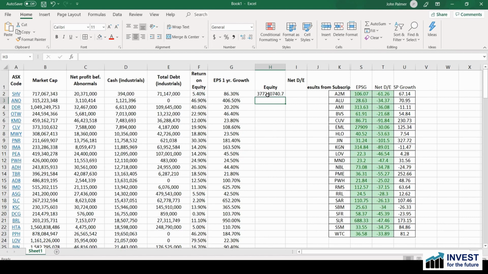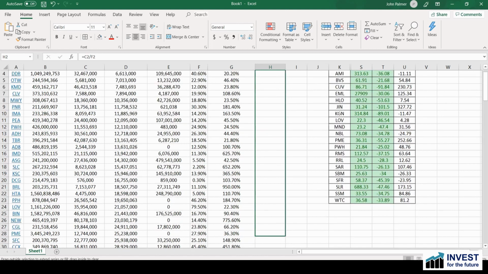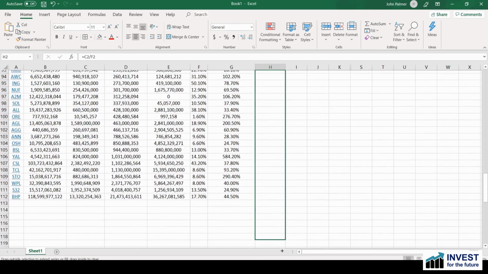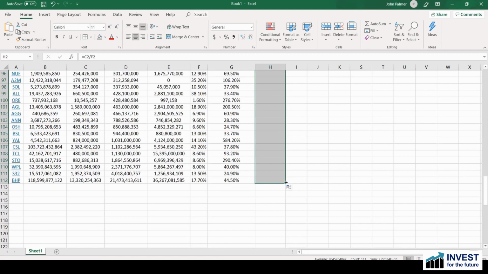We're going to fill that down, so make sure the box is highlighted, come over, get the black cross, left click your mouse, drag it down, and that will fill all of those numbers in down there. Notice that BHP has $75 billion worth of equity in the business.